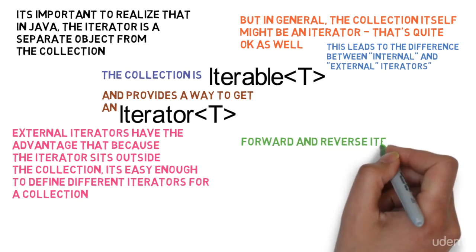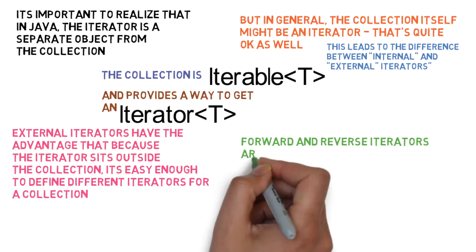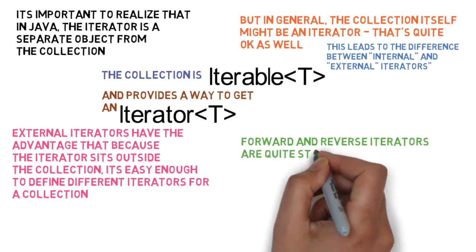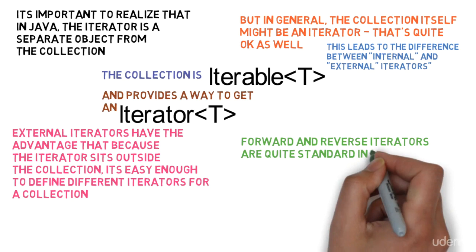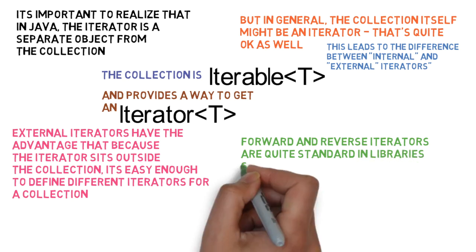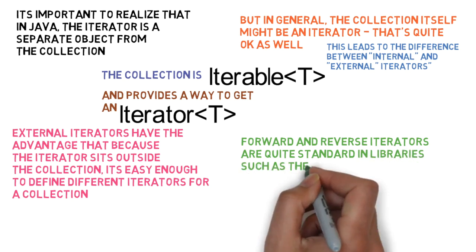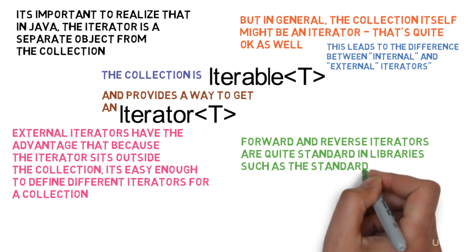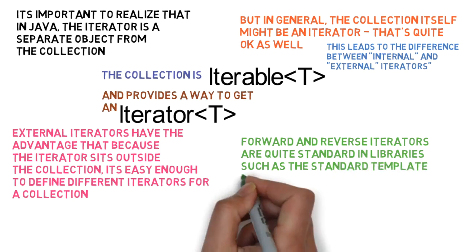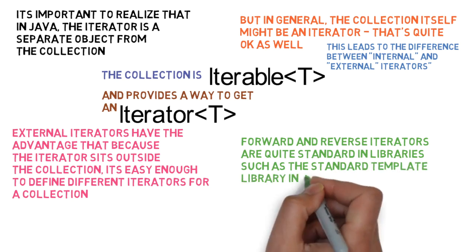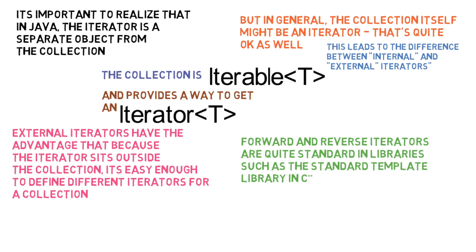Forward iterators iterate over a collection in one order, say from 0 to 10. Reverse iterators iterate over them backwards from 10 to 0. These are quite standard in libraries, such as the Standard Template Library in C++. You can totally imagine that you want to be able to specify how to iterate over a collection. In that case, you'd specify an external iterator.